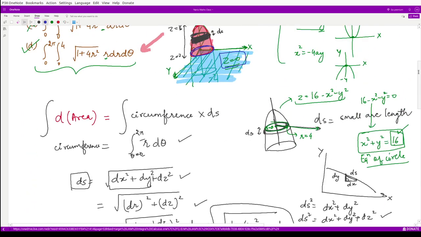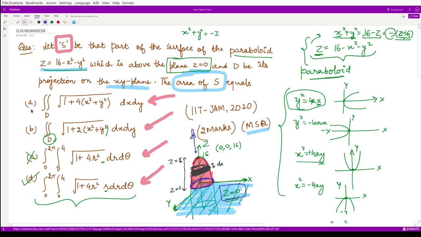So let's have a look at our options. Here you can see square root of 1 plus 4(x² plus y²) dx dy is the correct option. So obviously this other one is incorrect. So we have two correct options here: one is option A and one is option D. So I hope this question is clear to you.